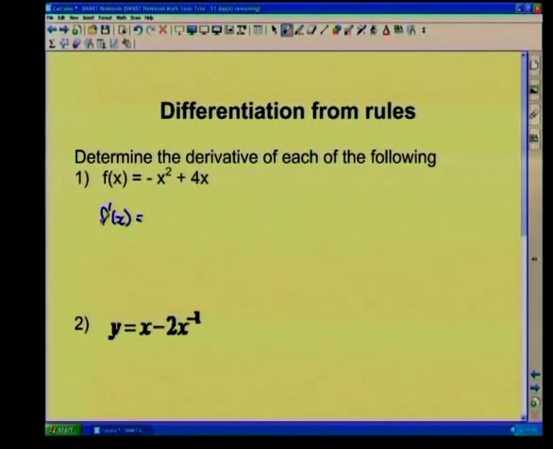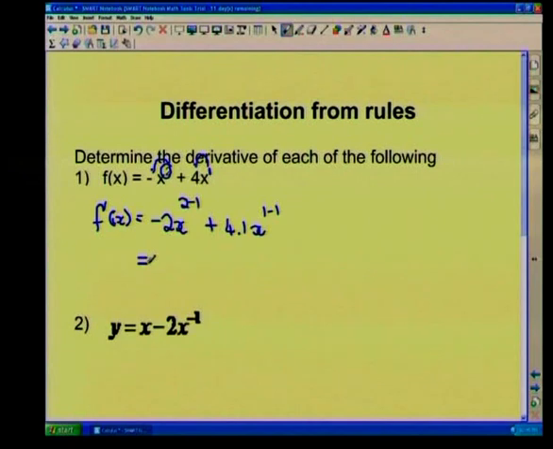Now we know that if there are two things being added, according to my rule, I can do one and then do the other and just put them together. So let's do that. Remember the rule goes as follows: leave the number in front alone, bring this exponent in front, so it's 2, and reduce this exponent by 1. That's to the 1. So the rule says put the 4 down, bring the 1 in front, and reduce that exponent by 1.